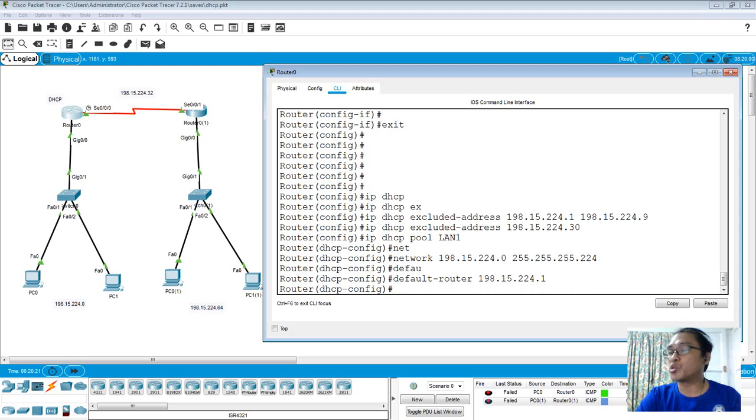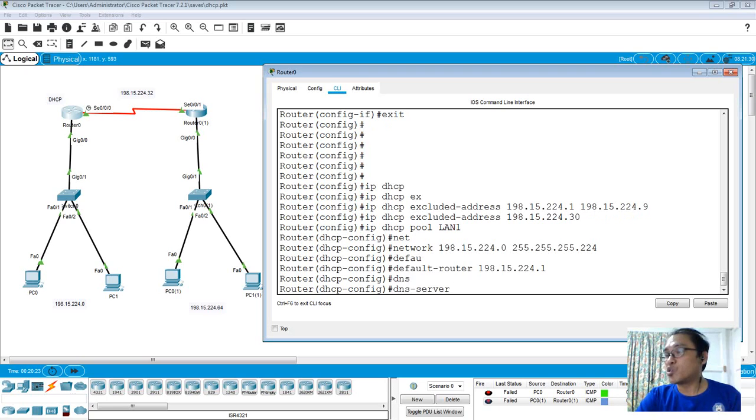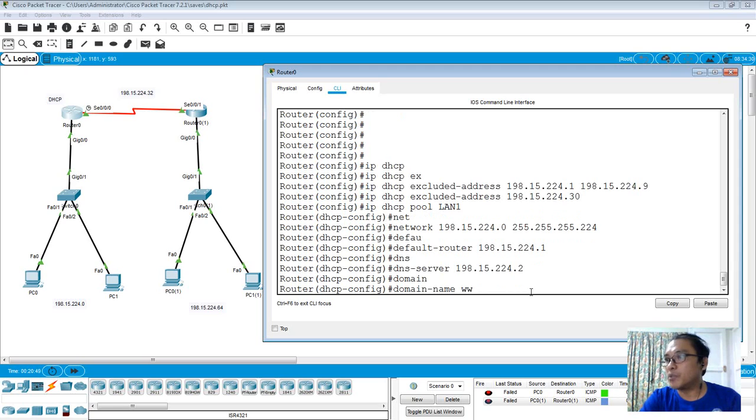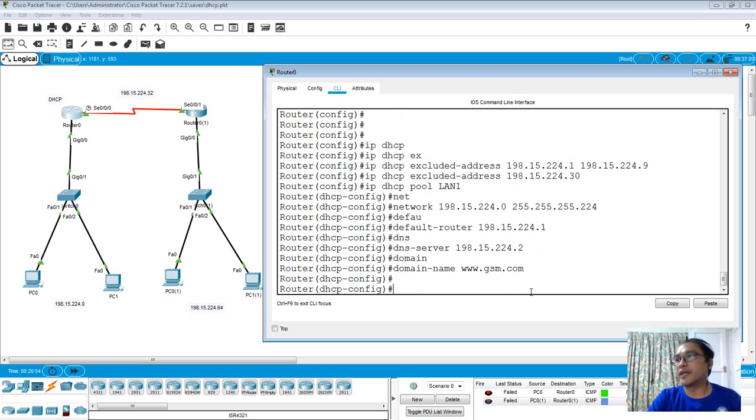We can also use the DNS server, no? Although we don't have any DNS server, we can assign one already, and later we are going to create a server here, a web server, a computer with a web service, IP address of .2. Okay, and we can also use the domain name as www.gsm.com. That will be the example. Okay, so that way that's good to go.